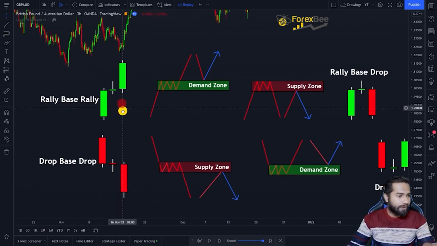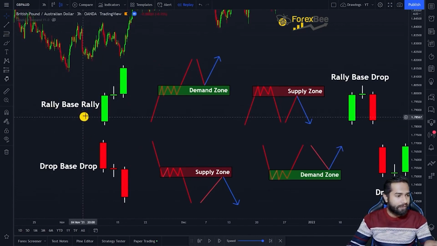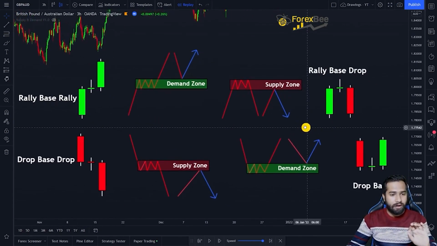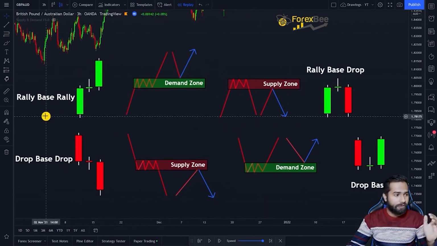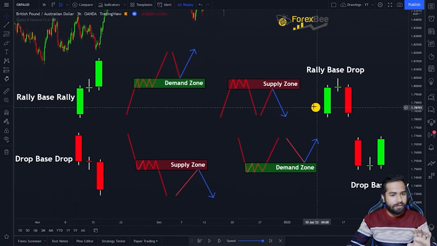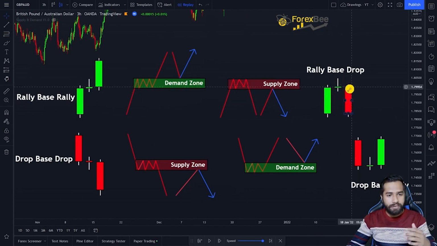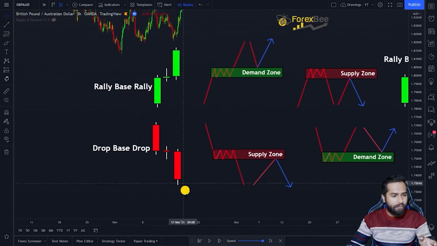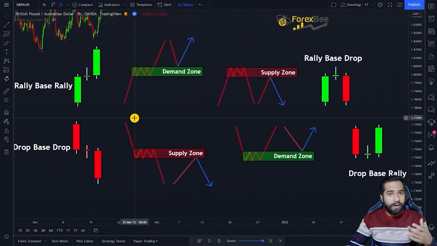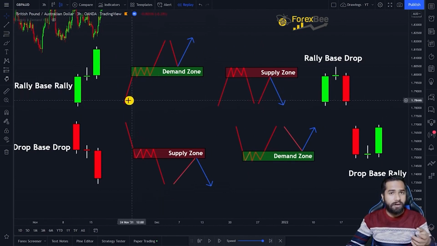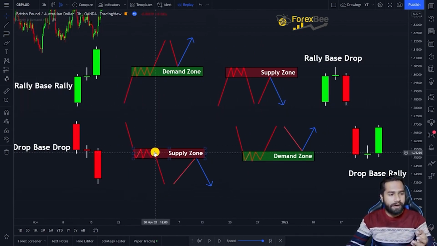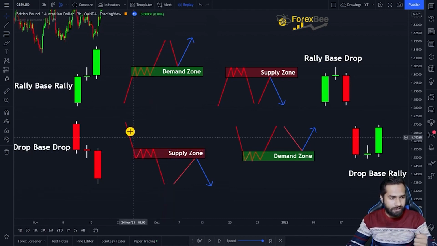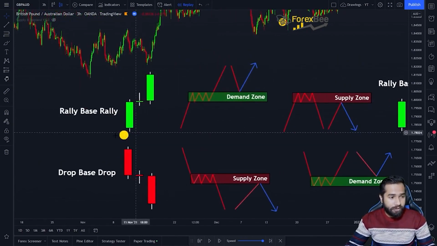First of all, here you can see that this one is the rally base rally demand zone. There are 4 types of zones. The first one is the rally base rally demand zone. The second one you can see here is the rally base drop supply zone. The third one is the drop base rally demand zone, and the fourth one is the drop base drop supply zone. As I just said, at a demand zone there are a lot of people who are willing to buy, and at a supply zone there are a lot of people who are willing to sell. So first, let's talk about the demand zones.